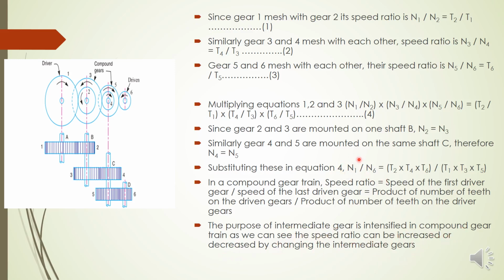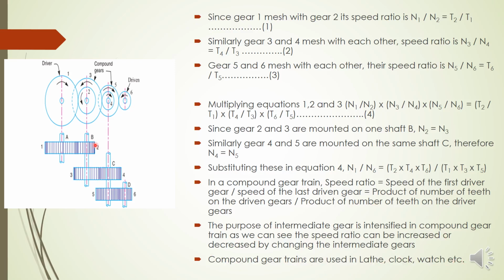If you want to increase the speed ratio, you can increase the number of teeth of the intermediate gears in the numerator or decrease the number of teeth of the intermediate gears in the denominator. So like that we can change the speed ratio without changing the first and last gear. If you change the number of intermediate gears and their teeth, diameter, etc., we can change the effective speed ratio. That is the important conclusion we get in the compound gear train. Now, it has applications also in the lathe, clock, watch, etc.